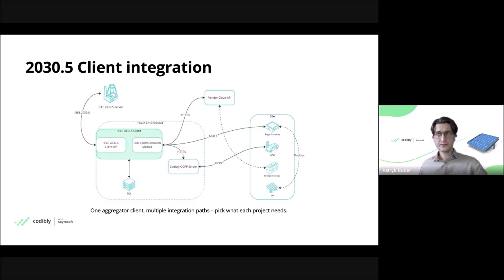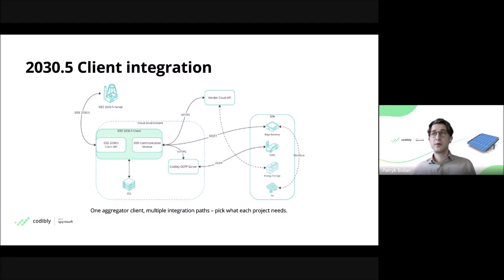So now let me show you the equivalent picture on the client side. The diagram on this slide is the high-level architecture for an aggregator client we've delivered, and it's drawn intentionally to show several integration patterns side by side, even though no single deployment would normally use all of them at once. The 2030.5 server in the top left is the utility side endpoint we've already talked about.